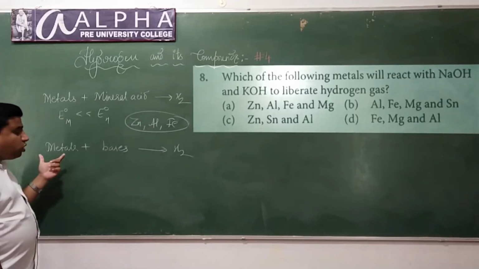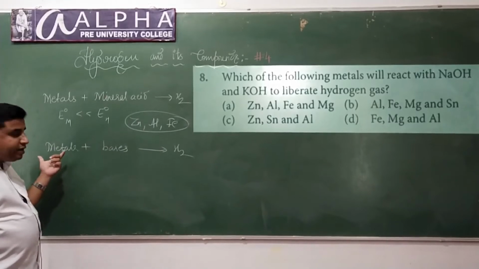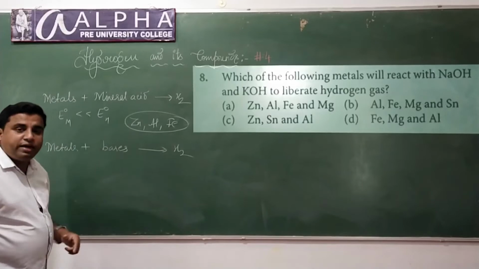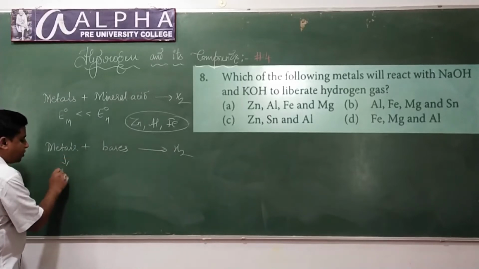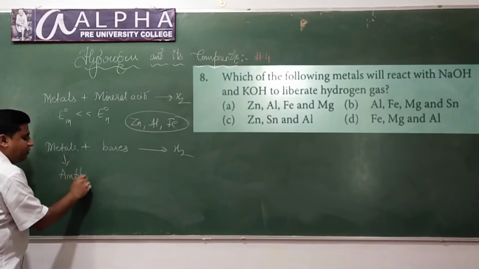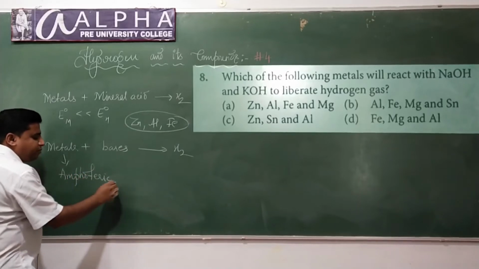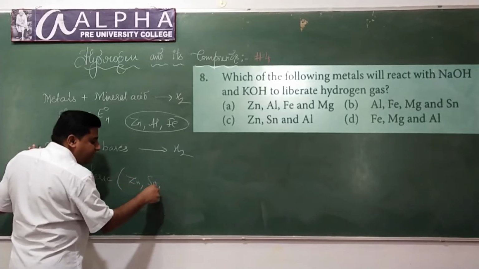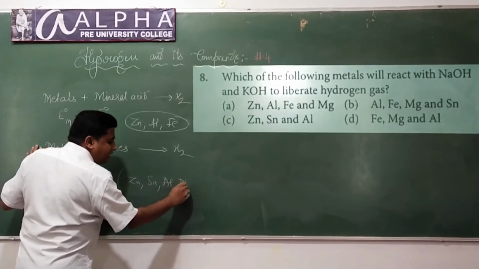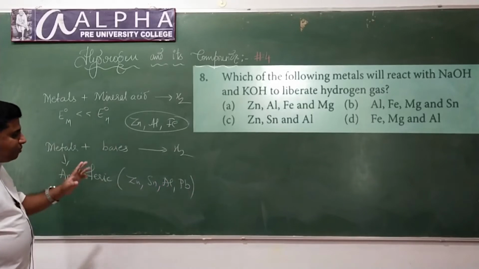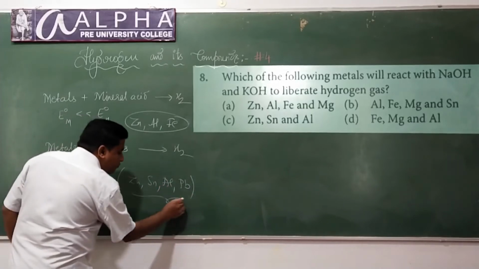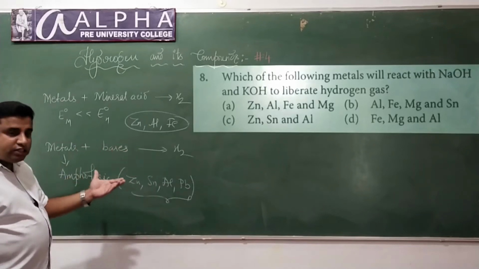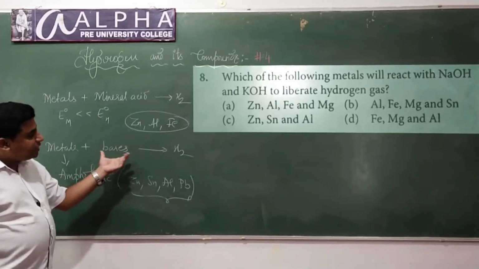Then what is the condition for a metal to react with a base to liberate hydrogen gas? It should be an amphoteric metal. So which are the amphoteric metals? Zinc, tin, aluminium and lead. These are called amphoteric metals. They react both with acids as well as bases. So such amphoteric metals, when they react with bases, liberate hydrogen gas.